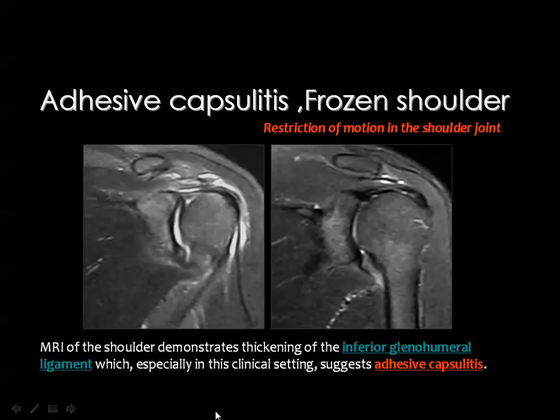Then you remember that I have mentioned that whenever you see the inferior glenohumeral ligament is very short and very thick, you think of adhesive capsulitis or what's known as frozen shoulder. I have mentioned also that the normal thickness of the inferior glenohumeral ligament is in the range of 4 millimeter. Then if you see that the ligament is thicker, then you are dealing with this pathologic entity.